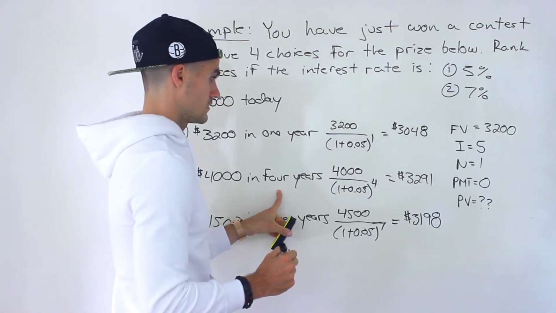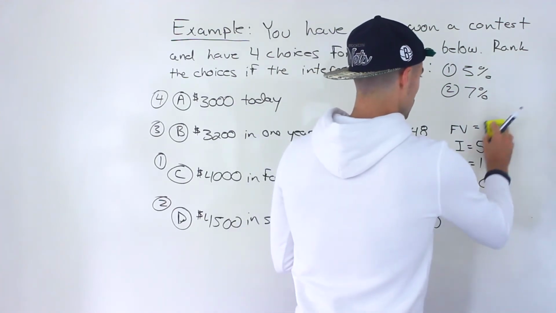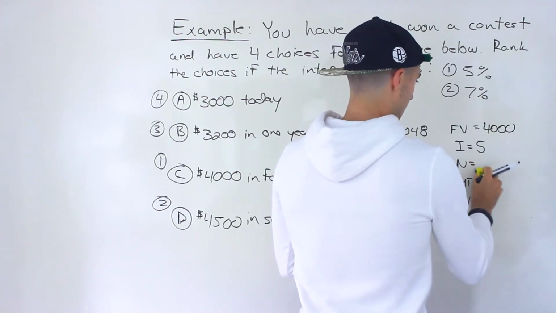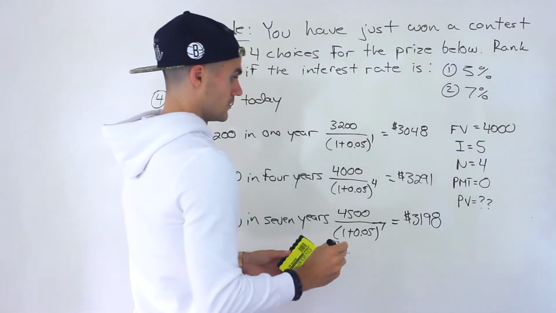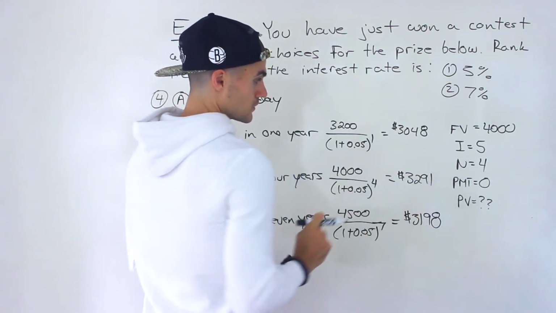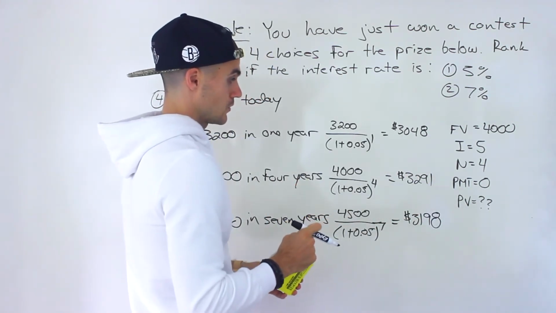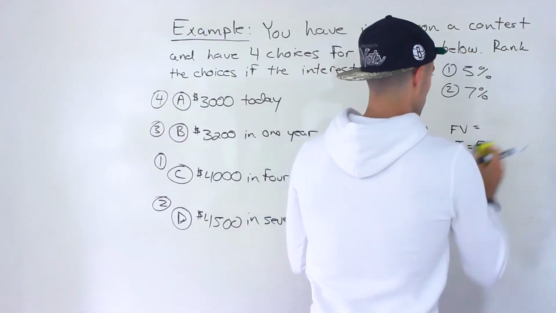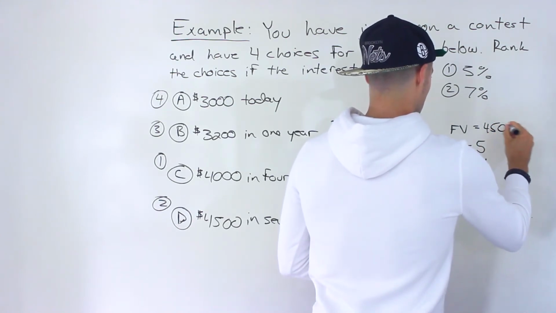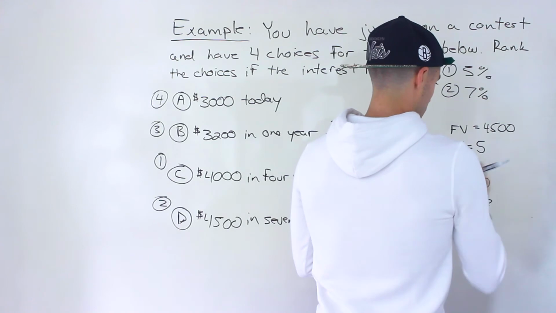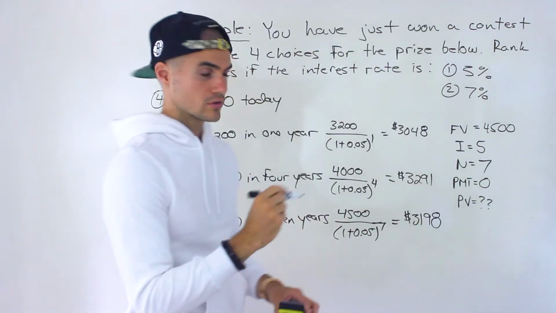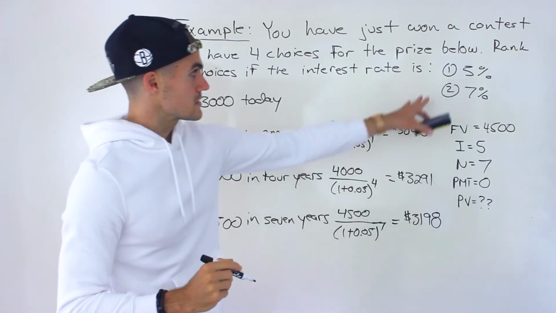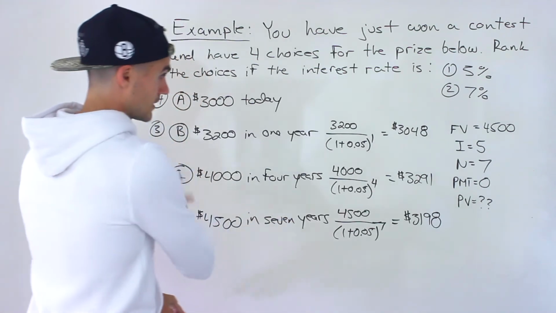For this one, the future value, for example, would be 4,000, and then the N would be 4. Right? And then when you compute the present value with those inputs, 3,291 you should get. And then for this last prize, 4,500 would be the future value. And then the N would be 7. Everything else stays the same. When you compute the present value, you should get 3,198. Right, so that's with an interest rate of 5%. These are the rankings here.